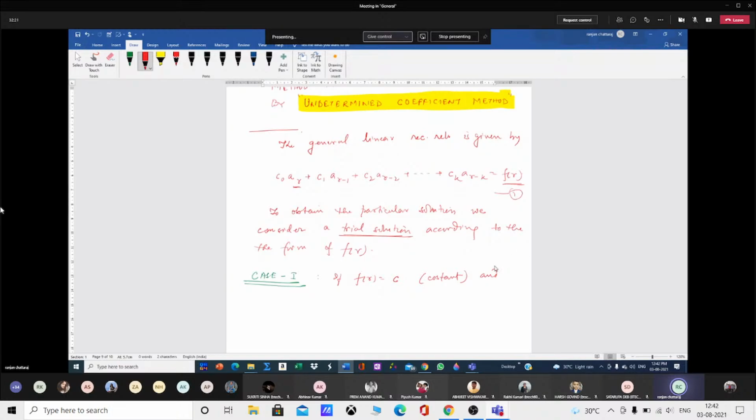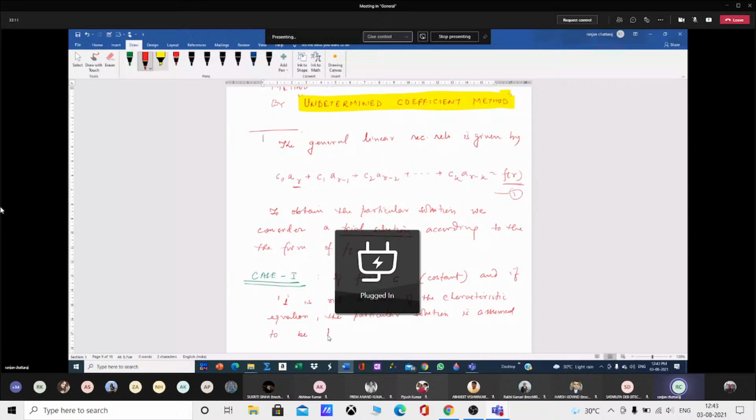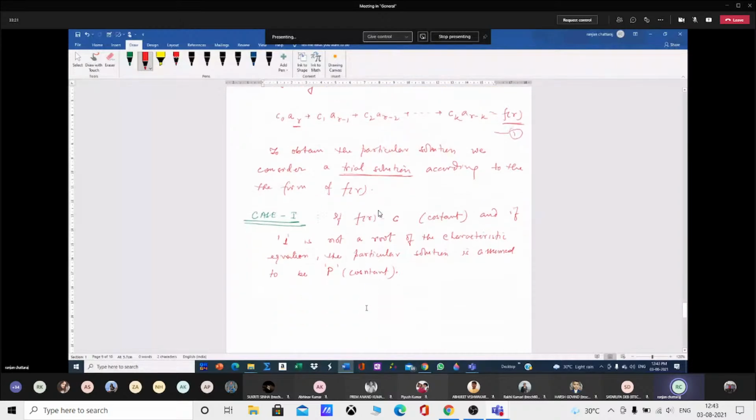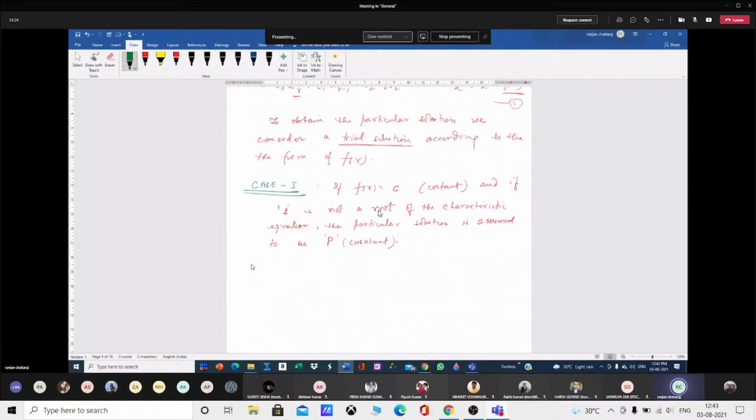and if 1 is not a root of the characteristic equation, the particular solution is capital P, and what is P? P is a constant. So if it is a constant, then the particular solution is a constant. Case 2, one by one, we will solve the problems also.